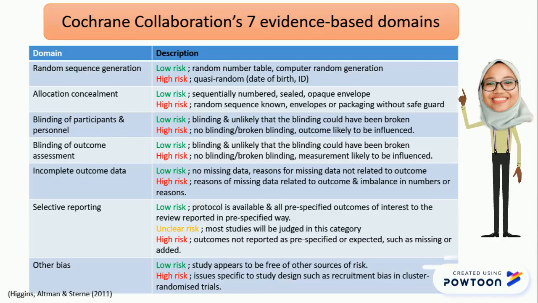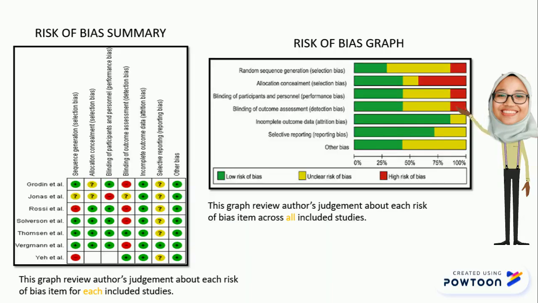Thirdly, blinding of participants and personnel. If there is blinding, there is low risk of bias. But if there is no blinding and the outcome is likely to be influenced, there is high risk of bias. Next, blinding of outcome assessment. If there is blinding, there is low risk of bias, but if there is no blinding and the measurement is likely to be influenced, it has high risk of bias.